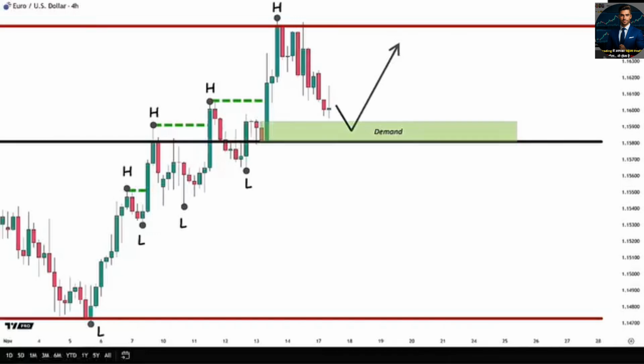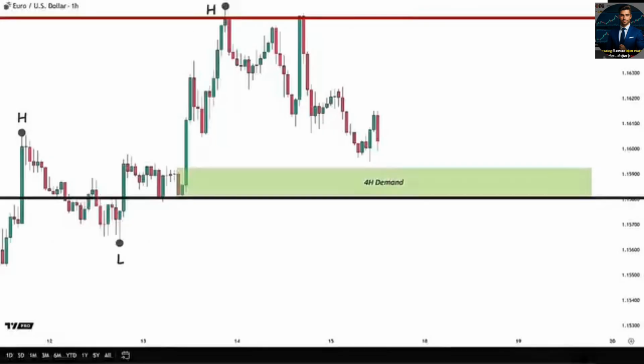To trade this 4-hour demand zone, we need to zoom into the 15-minute chart and look for confirmations when the price enters this area. But for now, let's move to the 1-hour chart because it's the main time frame we trade. Here on the 1-hour chart, we do not have a clear trend. The market has formed a change of character in the 1-hour structure by breaking below this level, which signals that a possible reversal may be coming.